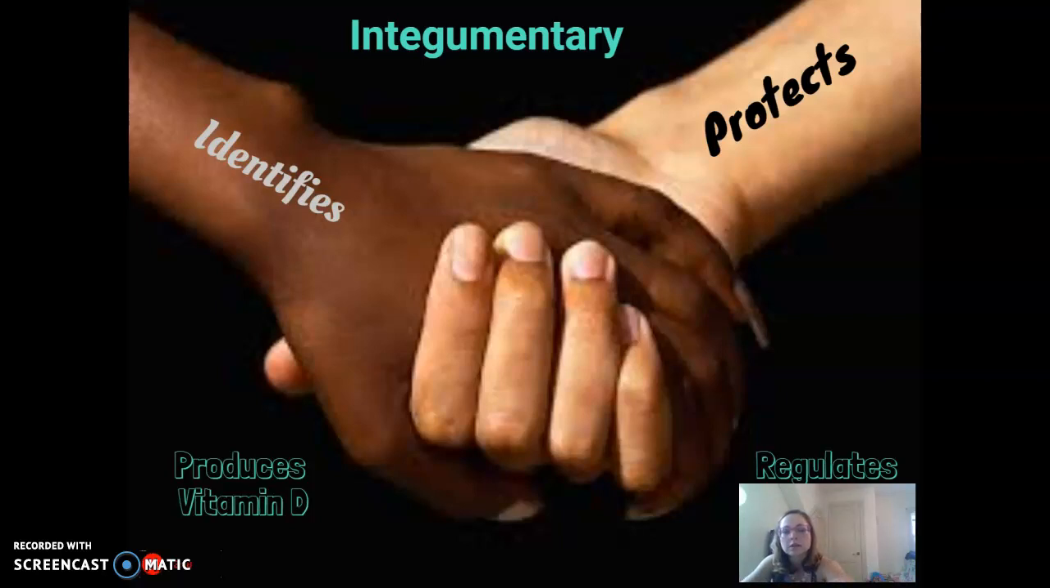And it produces vitamin D. So when you go out into the sun, we produce vitamin D, which is essential. It's an essential nutrient for us.